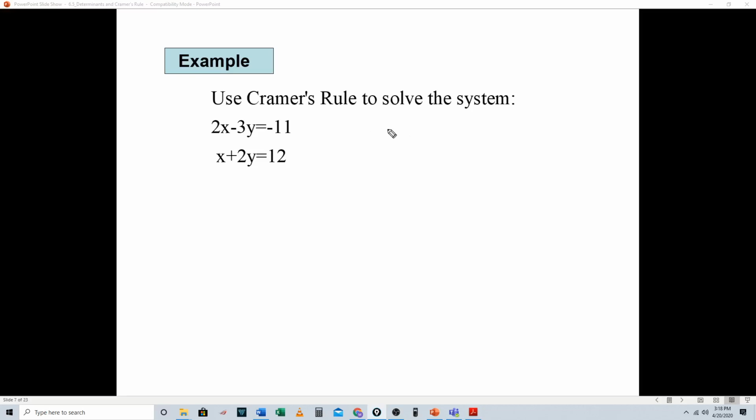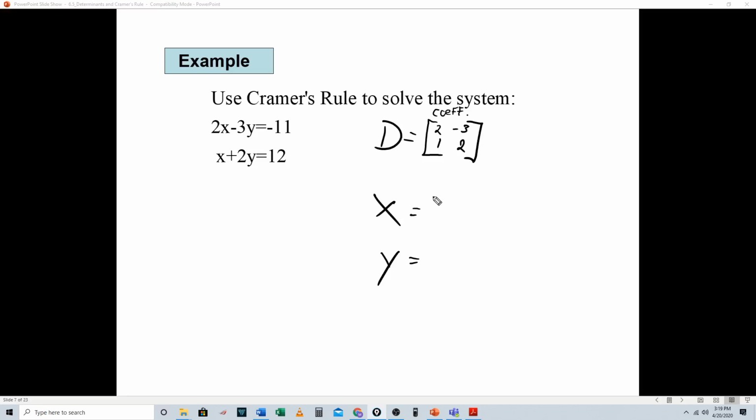All right, we are going to have matrix D, and then we're going to have matrix X and matrix Y. Now, matrix D uses only the coefficients. So it's just a 2 by 2 of the coefficients. So it's going to be 2, negative 3, and then 1, 2.